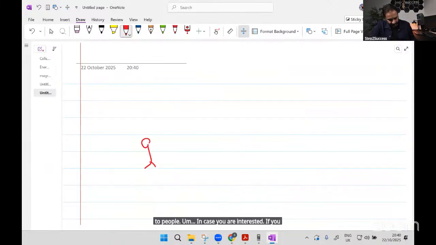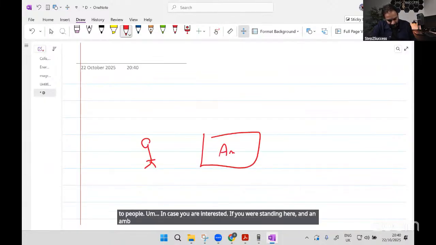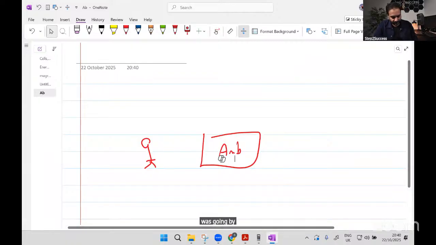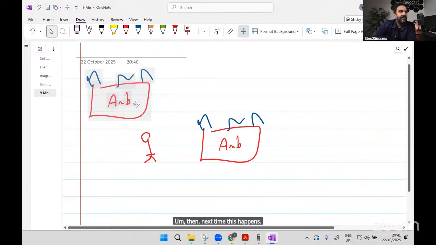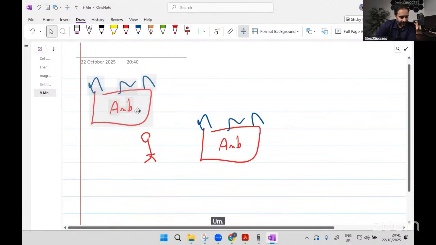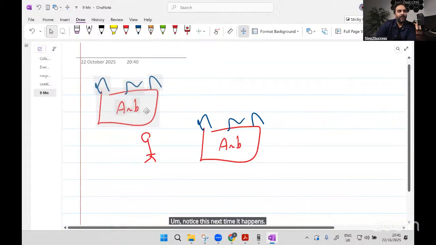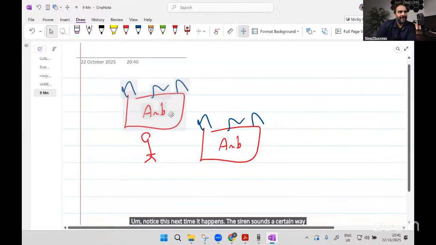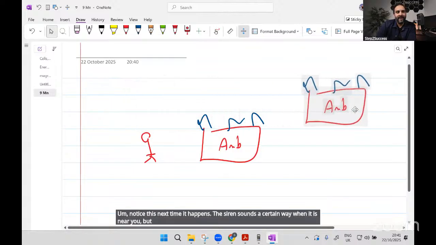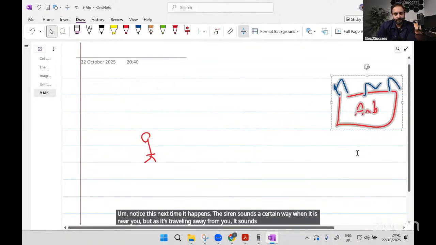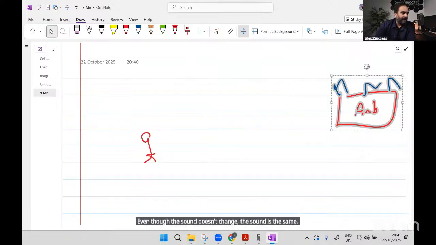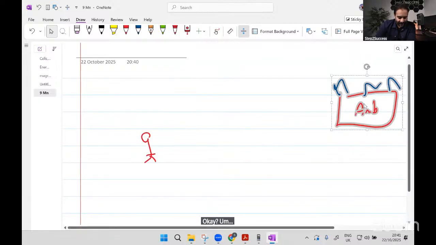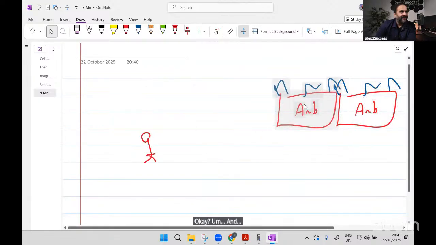If you were standing here and an ambulance was going by, that's meant to be a siren. Okay. Then, next time this happens, and a police car, same thing. Notice this next time it happens. The siren sounds a certain way when it is near you, but as it's traveling away from you, it sounds different. Even though the sound doesn't change, the sound is the same. Okay. And that is an example of redshift.